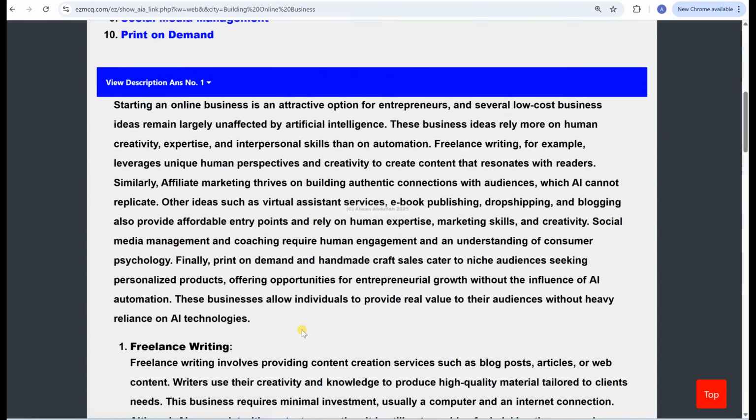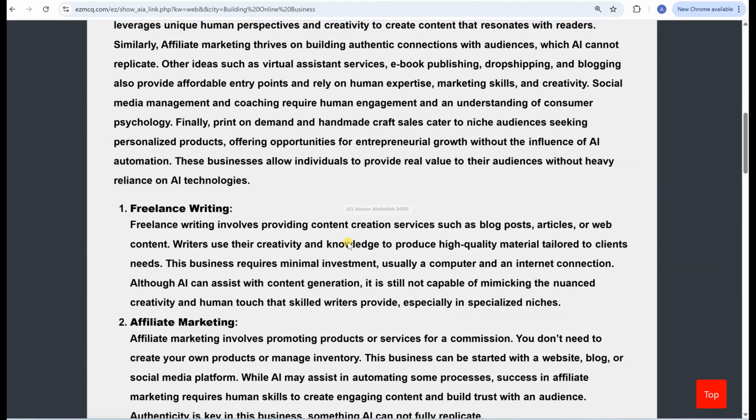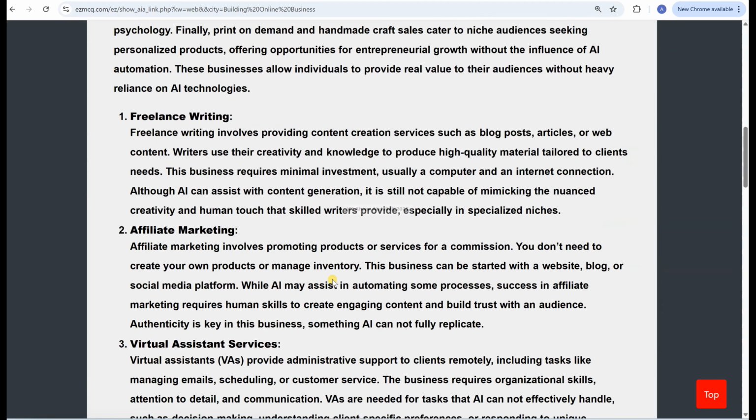Okay, so freelance writing, content creation services, such as blog posts, articles, or web content, and not only content creation but also posting them. This requires minimal investment in terms of money. Okay, you only need a computer and an internet connection. Of course, AI can help you, right? But the creativity of the human mind of the skilled writers, okay, that cannot be provided by AI.